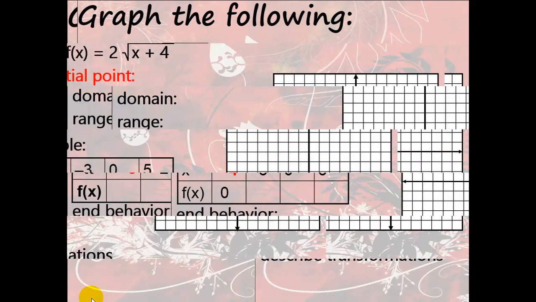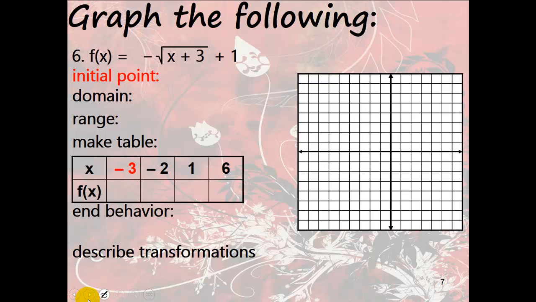Okay, we're going to try one that has a negative in front, so that means it's going to kind of flip it upside down. It's going to be reflected. My initial point is still the opposite of that of h, and then k, which is 1. My domain is going to be from negative 3 up to positive infinity. My range, I'm going to leave that blank for a second so that we can take a peek at what the graph is doing, because it's a little bit different when it's flipped upside down.